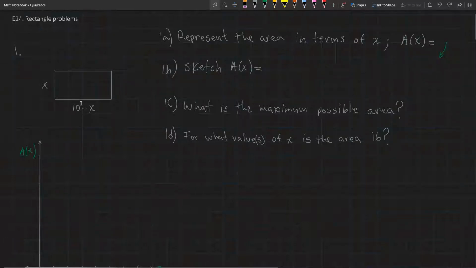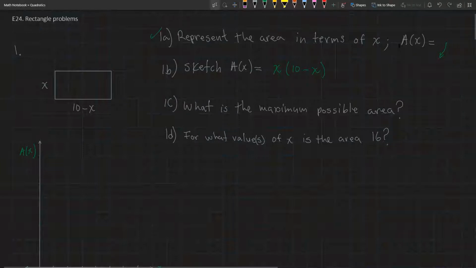Just think of how would you figure out the area of a rectangle? We would do the base times the height, or if you want to think length times width. In whatever order it would be, I like to write in this order, x times 10 minus x. There should be a minus sign there. There we go. That is the base times the height. There it is. That's what I mean by represented. So this part is done.